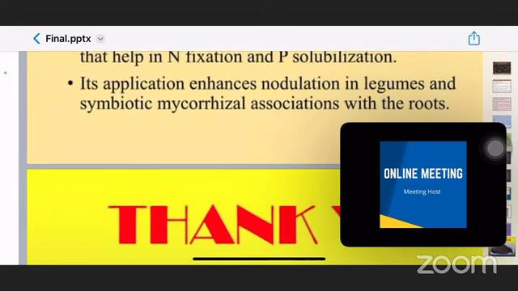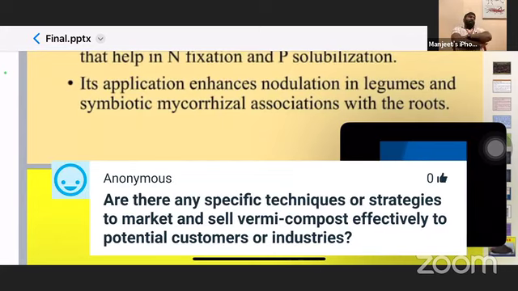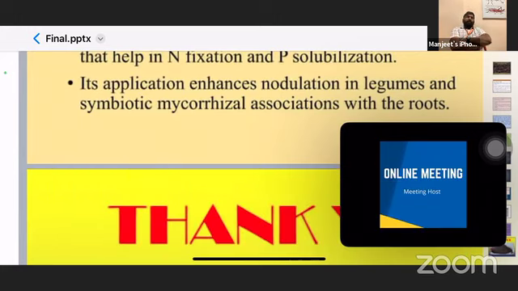Okay. And are there any specific techniques or strategies to market and sell vermicompost effectively to potential customers or industry? As I said earlier, there is not much competition yet in this sector, but for more promotion of our product, we can make effective packing of various weights like 1 kg, 50 kg, 500 gram.